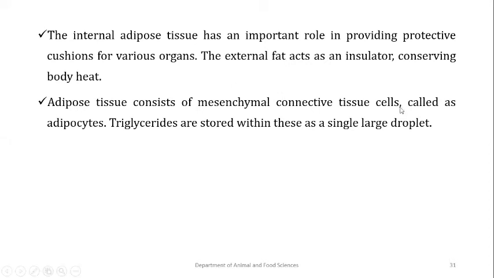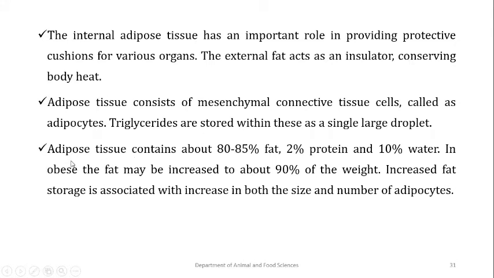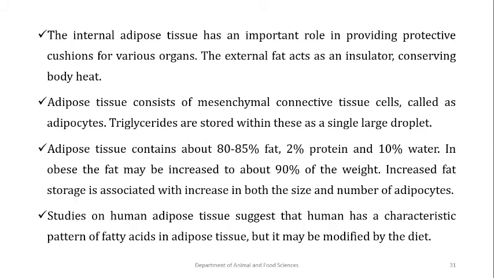Adipose tissue contains adipocytes. Adipocytes, the cells of adipose tissue, and a major portion of these cells contain triglycerides. You can see adipose tissue contains about 80 to 85% fat, 2% protein, and 10% water. Then the fat content can be increased to 90% of the weight in a fatty person. And usually the adipose tissue is a very good way to understand people's dietary patterns.